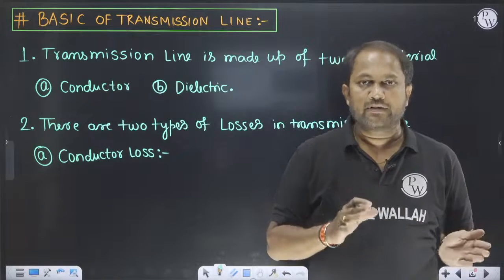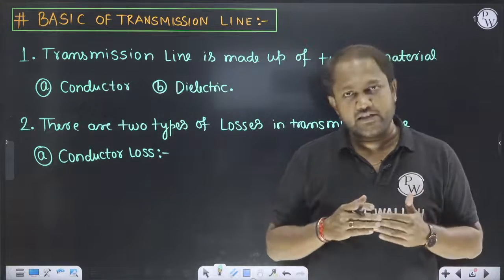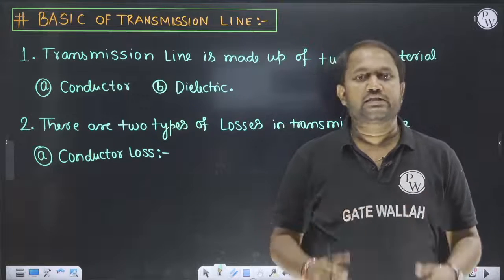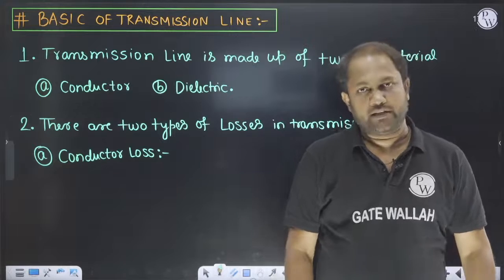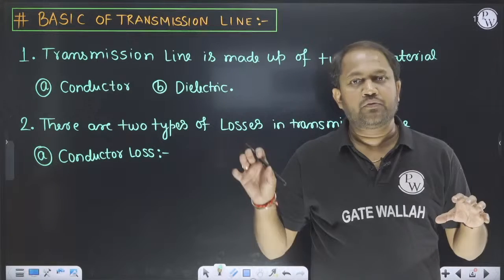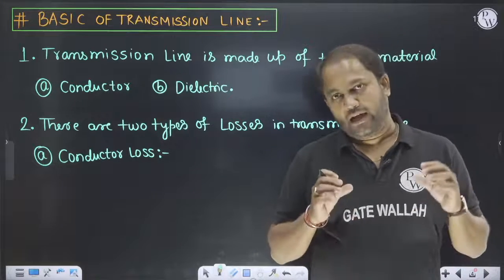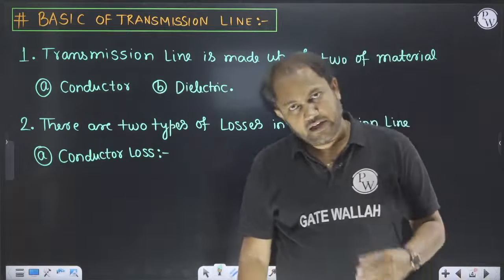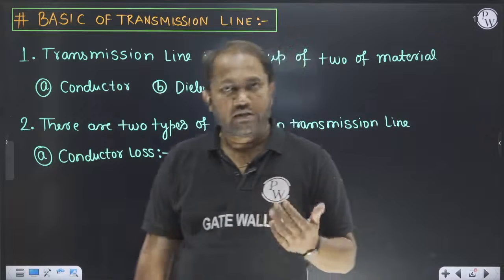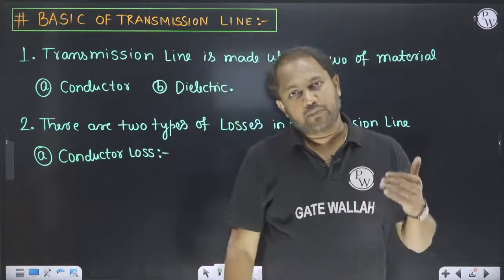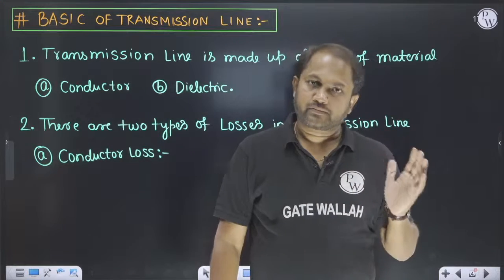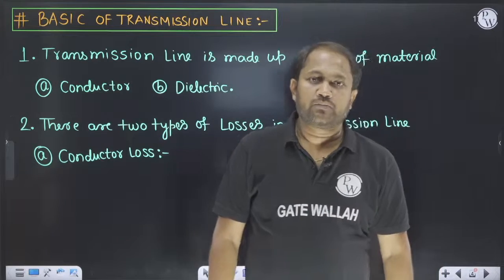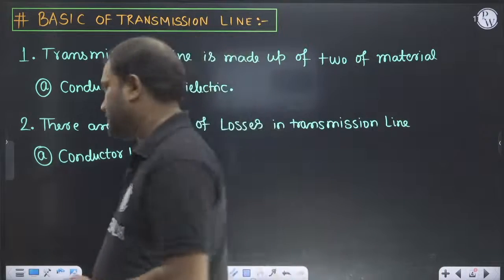So at high frequency, surface resistance or AC resistance will be present, and at low frequency, DC resistance will be present, that means rho L by A. At high frequency we discuss transmission line, at low frequency we discuss network theory. From hertz to kilohertz, network theory, and from megahertz to gigahertz, transmission line theory. So in megahertz and gigahertz, surface resistance will be there.